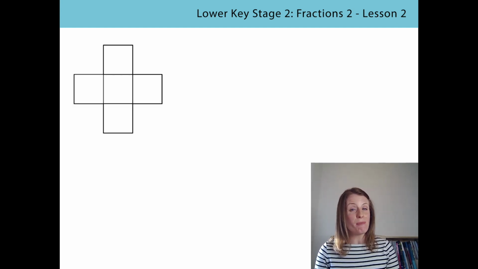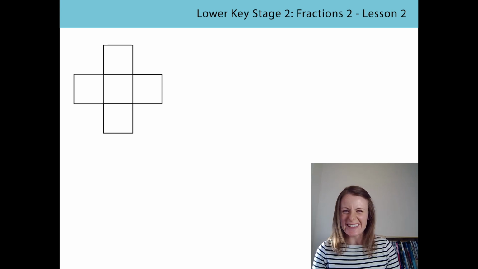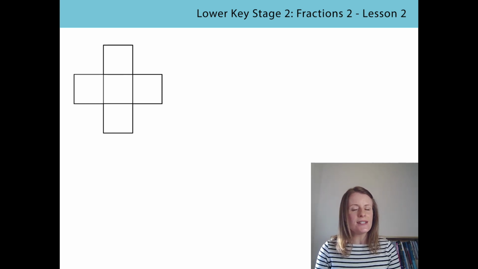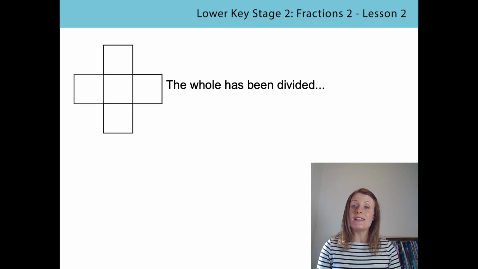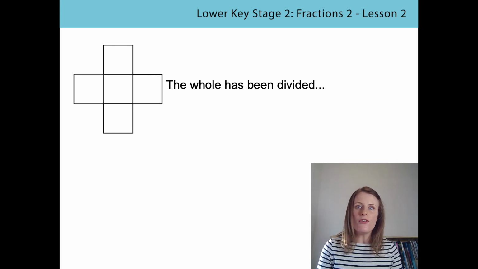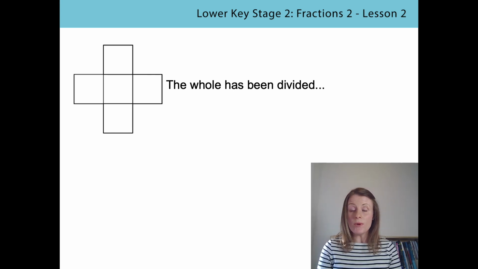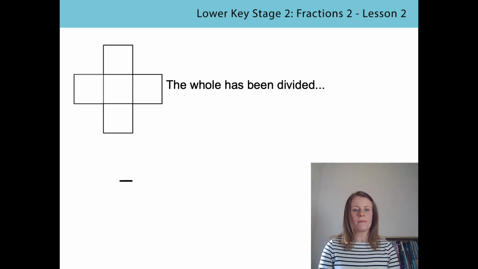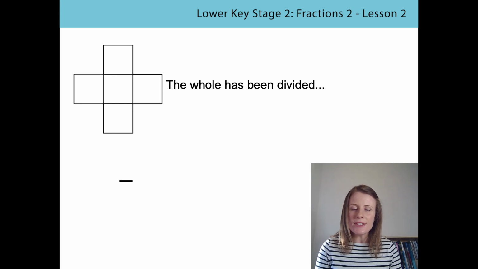Here's my shape. Can you remember what I called it? Yes, it's a cross. Can you remember how many equal parts it's been divided into? Yes, let's look at that first. The whole has been divided. But before I count those parts, remember what I do first. I need that division bar. On your piece of paper, draw me another division bar. I've done mine. Can you see on the screen now? So I've got my division bar.